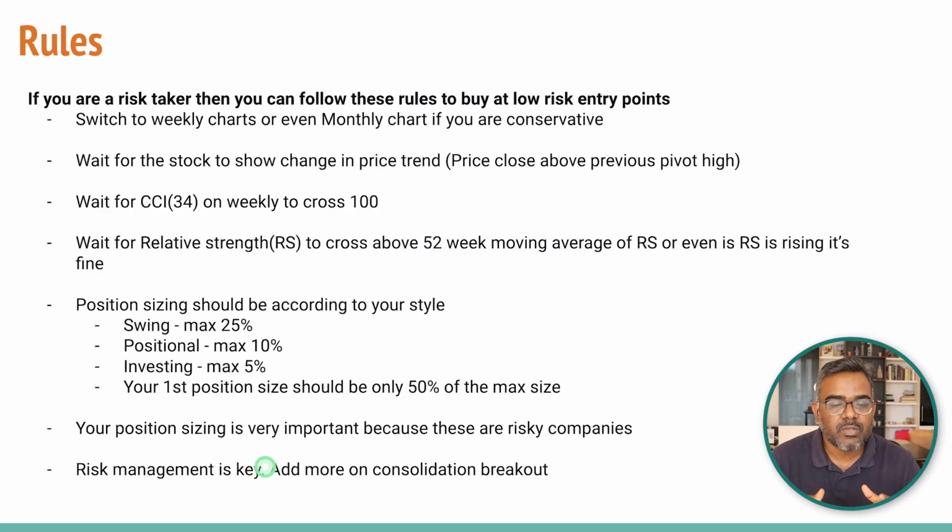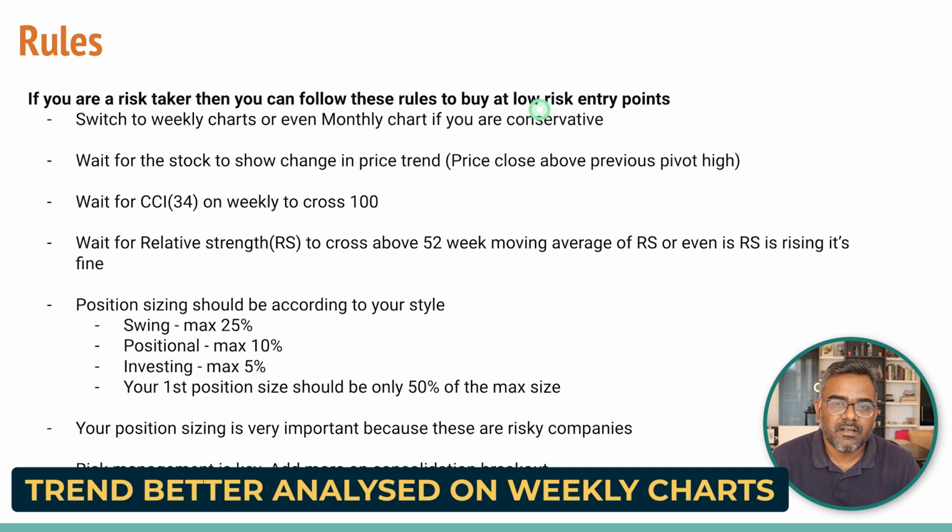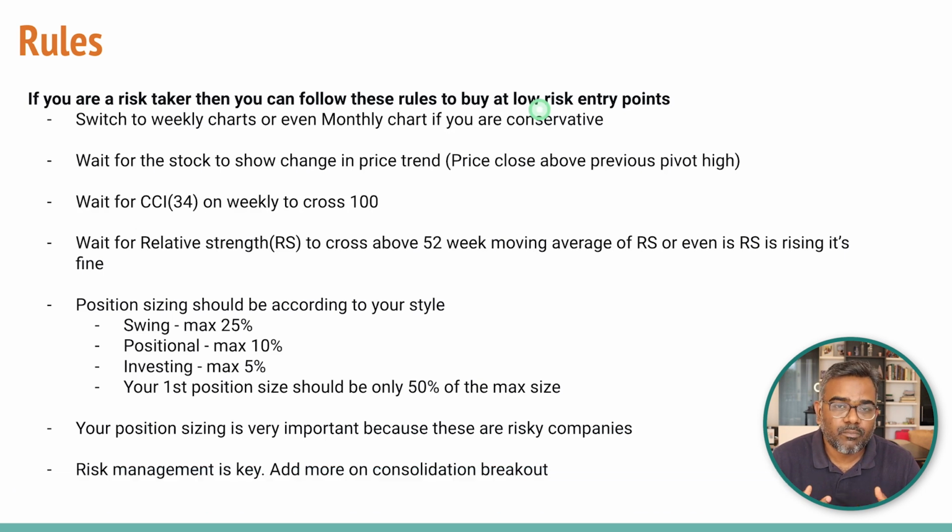Now, a few rules as to how you should buy stocks which are not good, or bad companies, right? Now, the first thing is you need to switch to weekly charts for analyzing charts, or even monthly charts if you are a conservative investor or a trader. The reason I say weekly charts and monthly charts is because we want to assess the trend of the stock. Usually a bad company, if it's not doing well, the stock price tends to be in a downtrend. So you want to be able to analyze a stock trend, and that's best done on the weekly charts or monthly charts. So that's point number one.